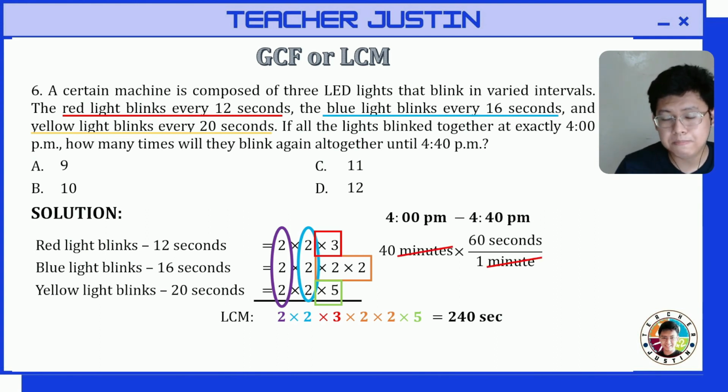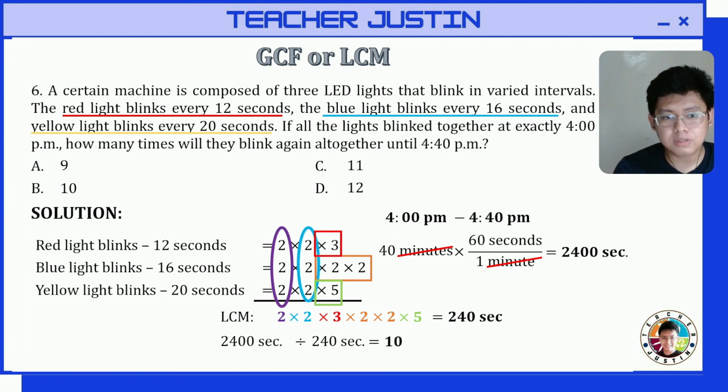So, yun yung rule sa conversion. If we want to eliminate the unit of measurement, lalagay natin siya sa denominator at yung bagong unit of measurement dapat nasa taas, which is itong second. Now, 40 times 60, that is equivalent to 2,400 seconds. Ayan, nakuha na natin yung number of seconds between 4 p.m. to 4:40 p.m. To get the number of times that all the lights will blink together, i-divide natin si 2,400 seconds by 240 seconds. So, divide natin, that will give us 10.